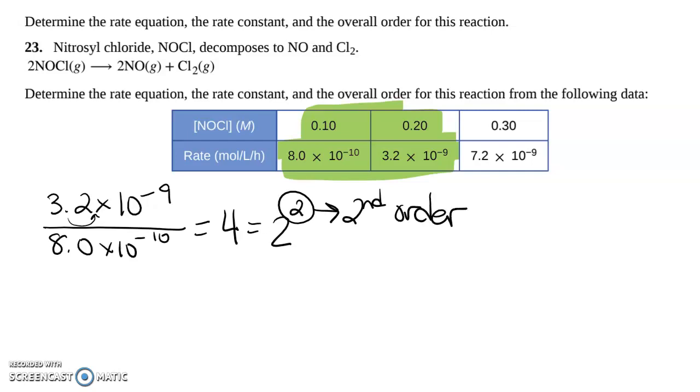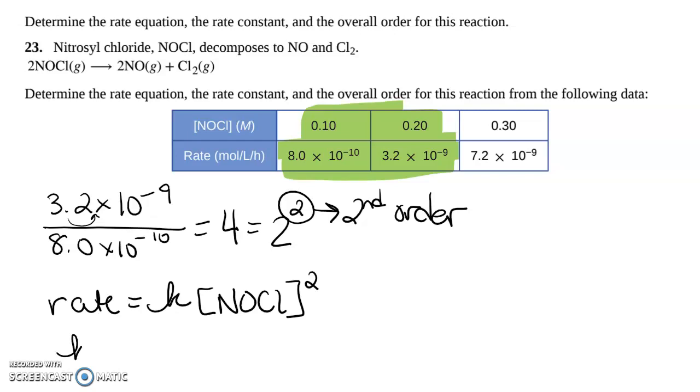So I like to figure that out first because that's going to be how I figure out how to write my rate expression and my rate constant. So my rate expression is going to be that my rate is equal to little k times the concentration of NaCl raised to the second power. That is my rate law expression. And finally, because I've already determined the order, I can solve for k, which is going to be the rate of my expression over the concentration squared.